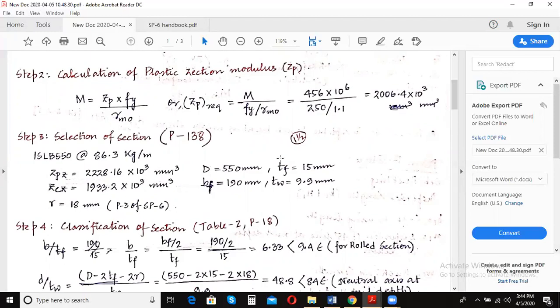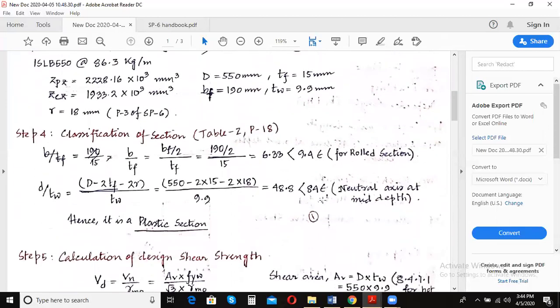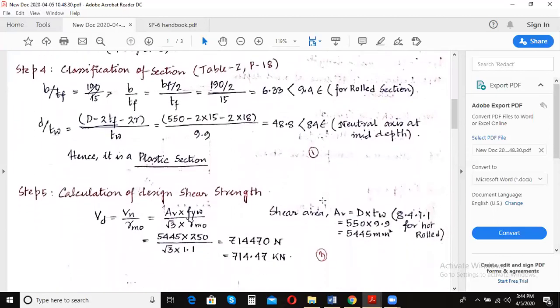All these beam specifications are already given in the handbook as well as in the code. So the overall depth was 550 millimeter, the thickness of flange is 15 millimeter, the width of the flange was 190 millimeter, and the thickness of the web was 19 millimeter. Next, we had to classify the section.